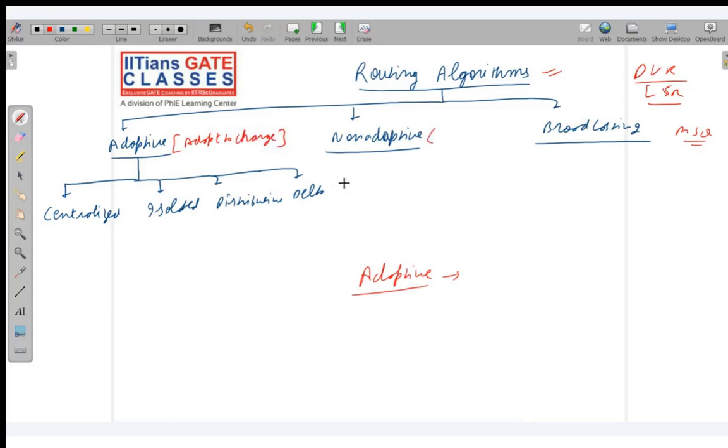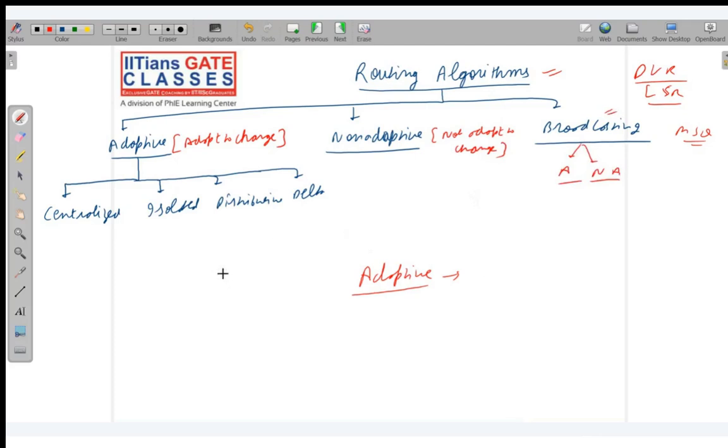Non-adaptive means they will not adapt. That means the router will fill the table only once. If a router fails or something happens, they will not change. Non-adaptive means not adapt to change. Broadcasting can be either adaptive or non-adaptive. There are two categories of further broadcasting. So one by one we will start.